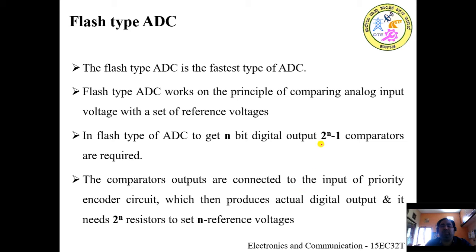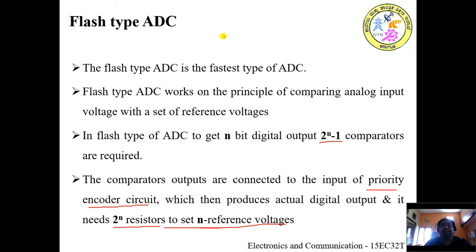We need 2 to the power of n minus 1 comparators, and we need a priority encoder circuit, and we need to have a voltage divider circuit which consists of 2 to the power of n resistors to set n reference voltages.